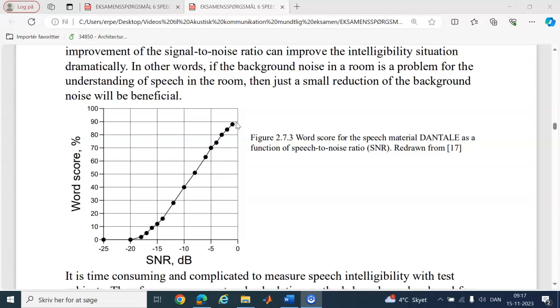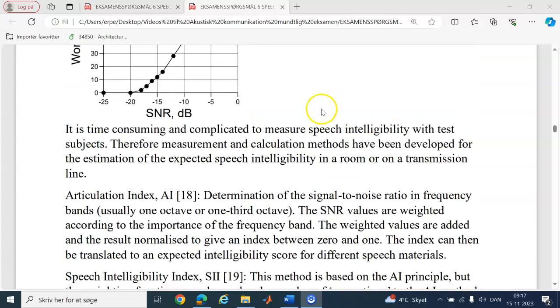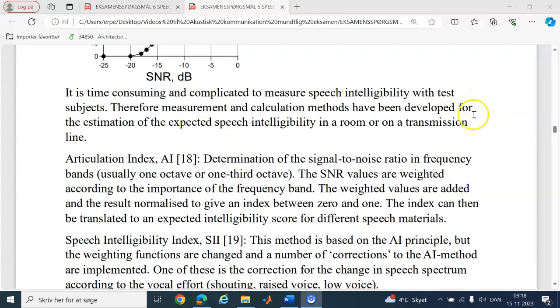So, in other words, if the background noise in a room is a problem for the understanding of speech in a room, then just a small reduction of the background noise will be beneficial. It is time-consuming and complicated to measure speech intelligibility with test subjects. Therefore, measurement and calculation methods have been developed for the estimation of the expected speech intelligibility in a room or on a transmission line. You have this articulation index. What is this? I'll come back to it.